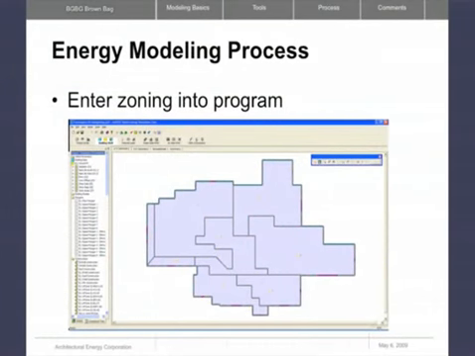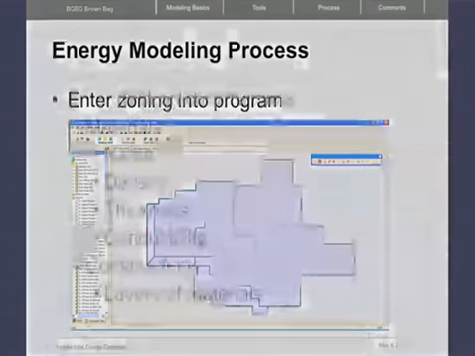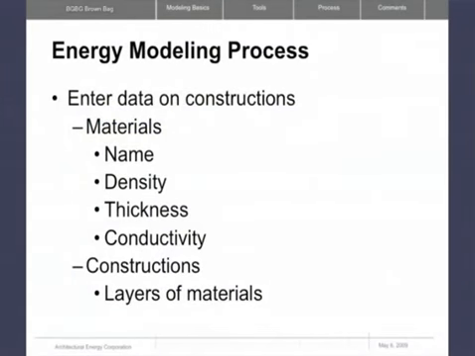Once you've done that, then you can import the AutoCAD drawing into eQuest. This is the eQuest engine. And then you just trace over that drawing based on how you outline your zones. And then that gives you your zones. And then once you do that, then you start putting in all your thermal characteristics.